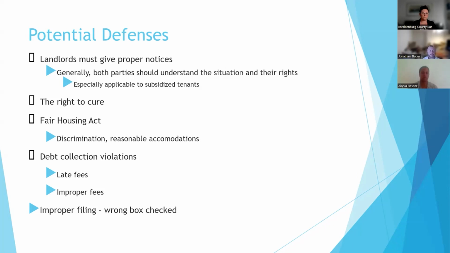In North Carolina, late fees can be assessed after the 5th day of the month generally. It's a little bit of a gray area, but that's generally how magistrates see it. So if a late fee is charged before the 5th day, that's an improper fee. Or if the fee is too much, because in North Carolina, late fees can only be 5% or $15, whichever is higher. If a landlord wants to charge more than that, it's not allowed by the statute, and that becomes a debt collection violation.